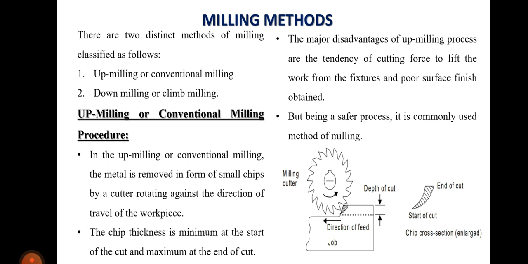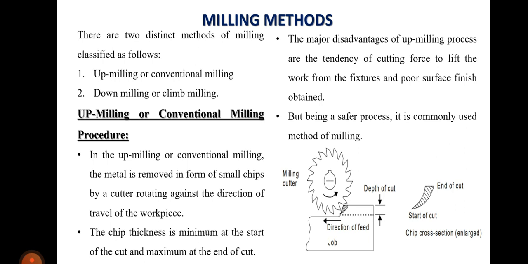Milling methods. There are two distinct methods of milling classified as follows. That is up milling, which is also called conventional milling, and down milling, which is also called climb milling. Now first we are going to discuss the up milling or conventional milling procedure. In up milling, the metal is removed in the form of small chips by a cutter rotating against the direction of travel of the workpiece.